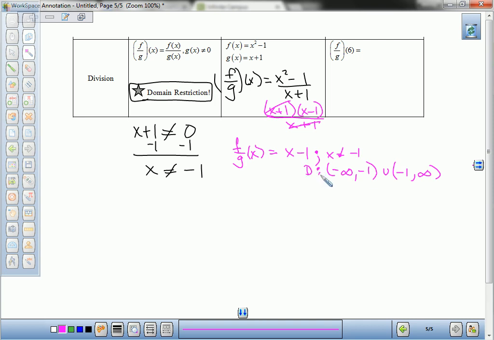This is the domain. This is the restriction on the domain. That is the one restricted value. This is the actual domain. The domain is everything but negative 1. Okay, now this is rather unique.